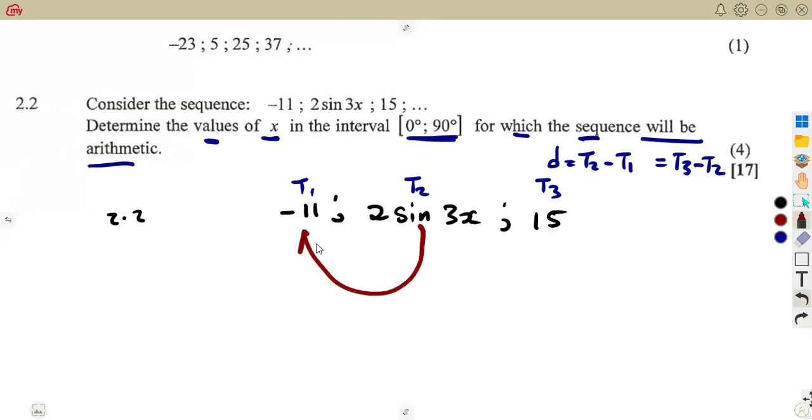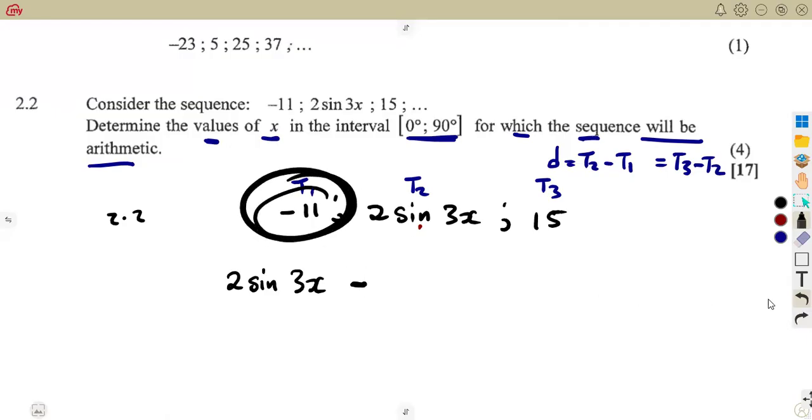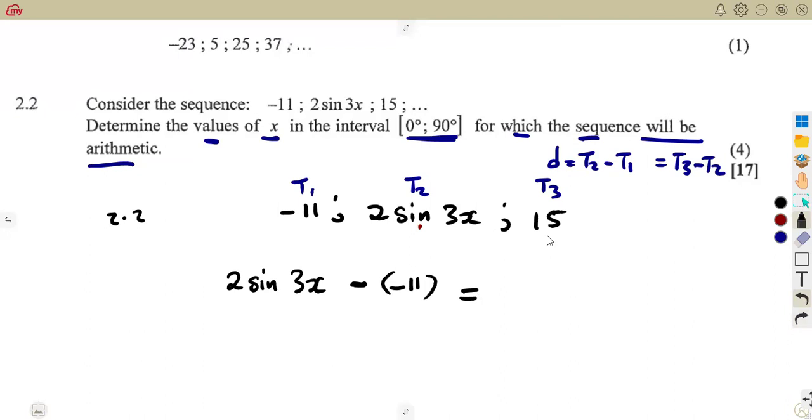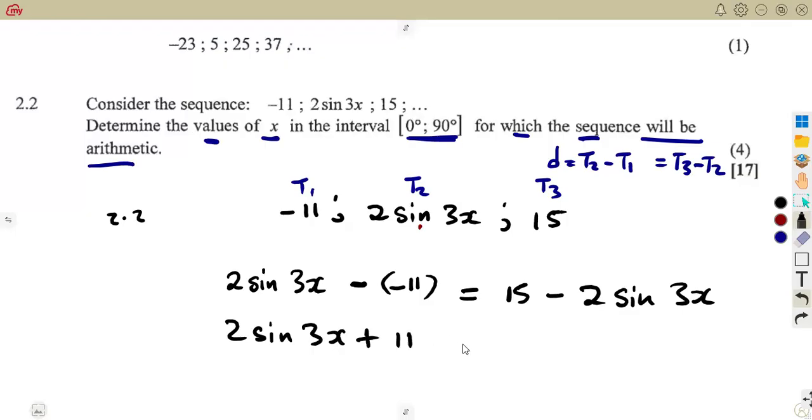T2 minus T1. That is 2 sine 3x minus T1, which is minus 11. That is what we have there. It is supposed to be equal to T3 minus T2. That's 15 minus 2 sine 3x. This is what we have. All right, so that's 2 sine 3x minus minus, guys. That's a positive, which is positive 11 is equal to 15 minus 2 sine 3x.